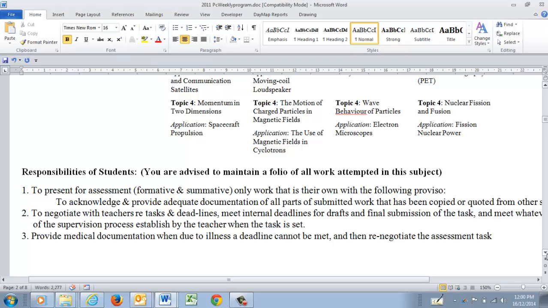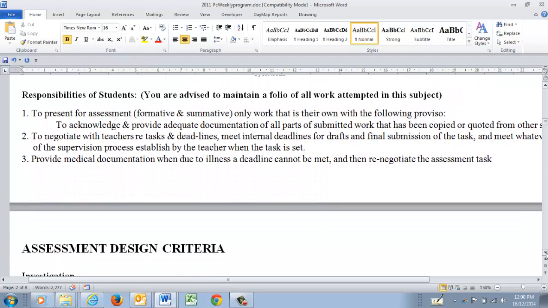So what are your responsibilities as a student? Well, you need to present work for assessment, formative and summative, and it's part of your responsibilities to negotiate deadlines to meet the internal deadlines, but also the final deadlines of the SACE board. And obviously if you have an illness or a major problem, you need to let me know. It might be necessary to have a medical certificate for that as well.